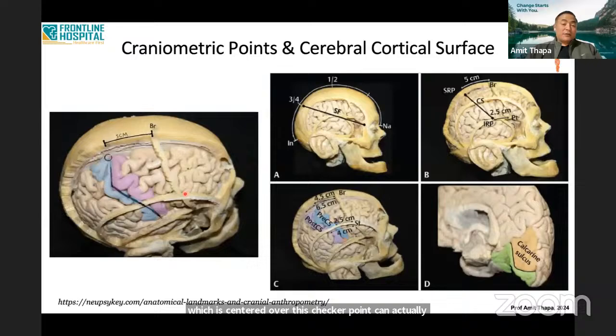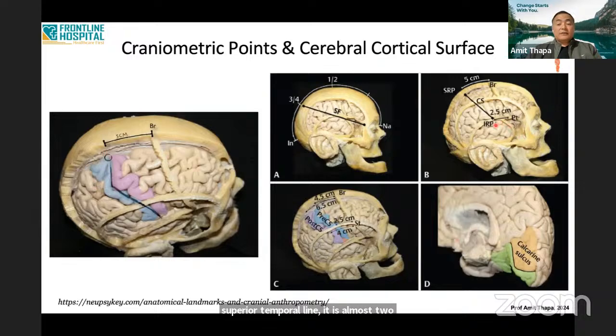So when we do a craniometric point analysis, it is always very interesting to note how these sutures and these intersections are lying over the brain. And this particular figure actually shows that the central sulcus at the interhemispheric fissure, that is also known as superior Rolandic point, is almost 5 centimeters behind the bregma. But at the level of the superior temporal line, it is almost 2.5 centimeters behind.